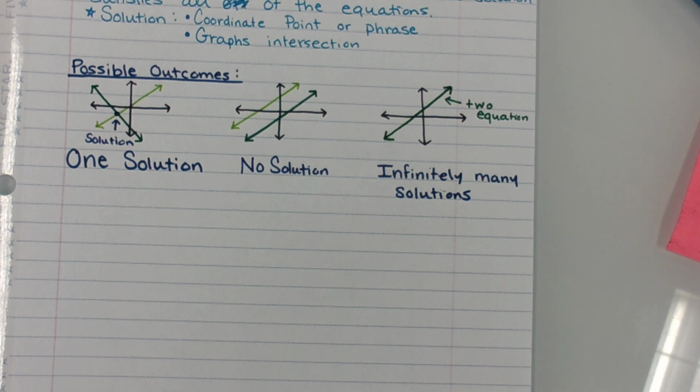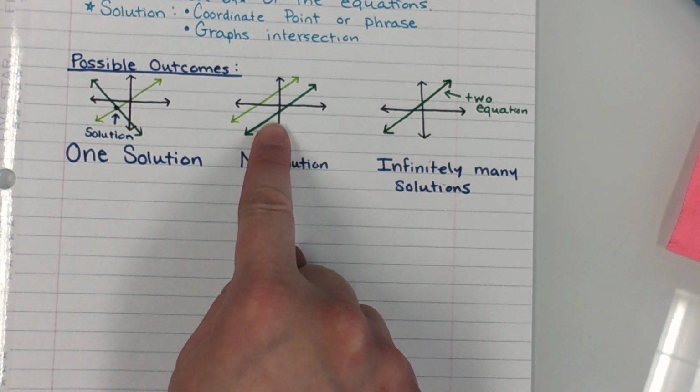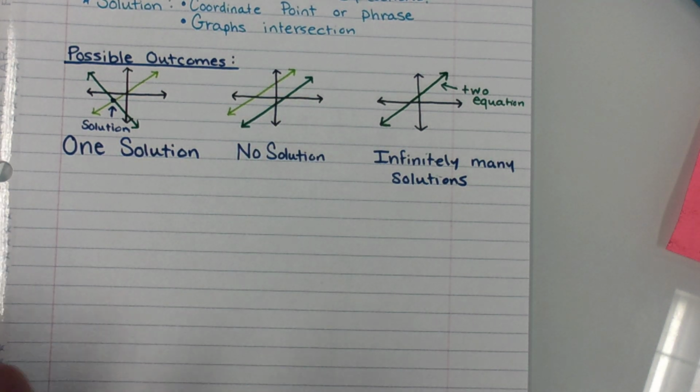Now, one of the things you're going to eventually be looking at with these is that we're going to be doing these without a graph. Today we're going to talk about doing it with a graph and without a graph. Without having a graph, how can you tell if lines are parallel? They have the same slope. That's the key thing. They have the same slope.